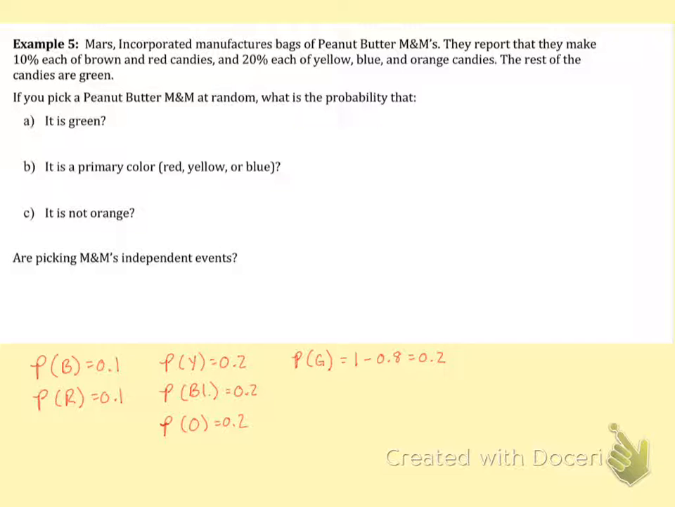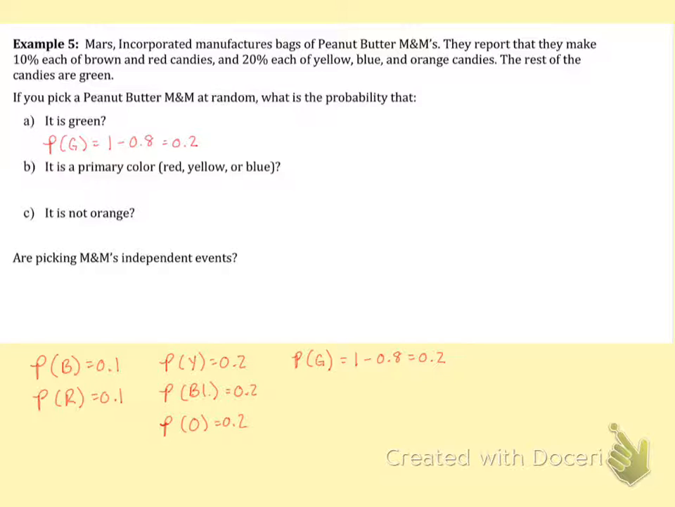It says, if you pick a peanut butter M&M at random, what's the probability that it's green? Well, we just figured that out. We know the probability that it's green is 1 minus all the other probabilities, which gave us 0.2. Now it says, what is the probability that it's a primary color?